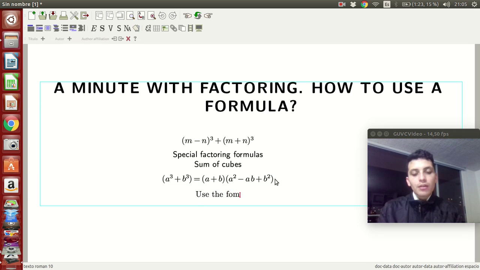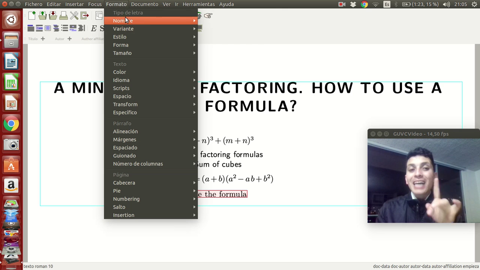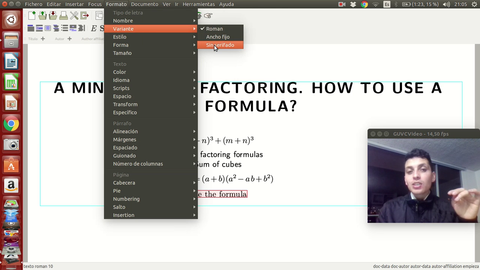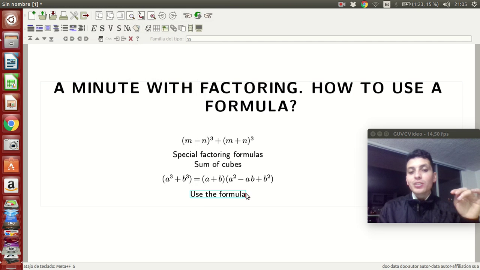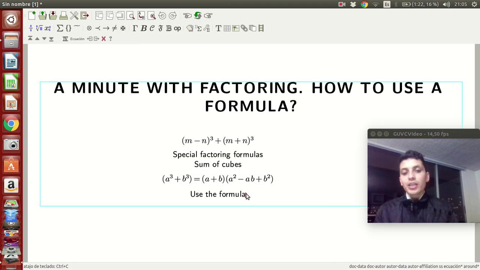So just use the formula. It's very important that you check the formula and use it. But as you have parentheses as terms, so you should use parentheses as well. Let me show you how you can do it.